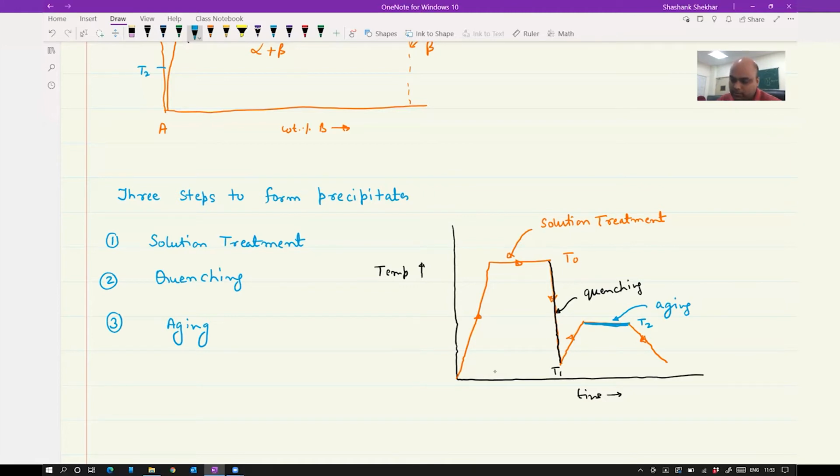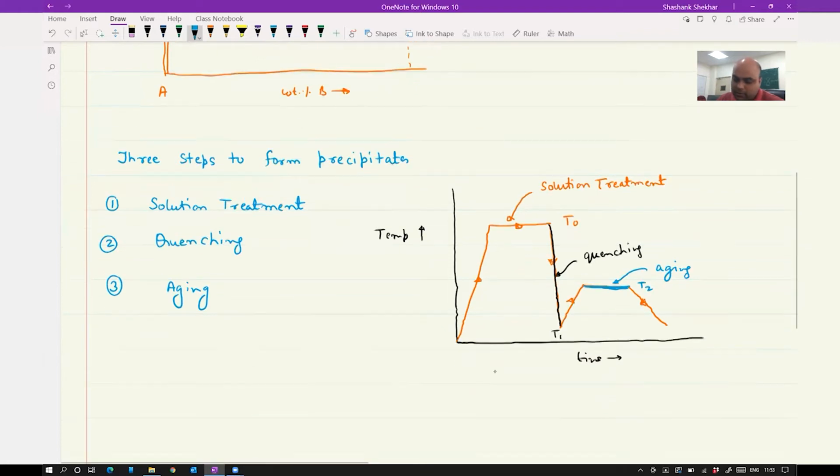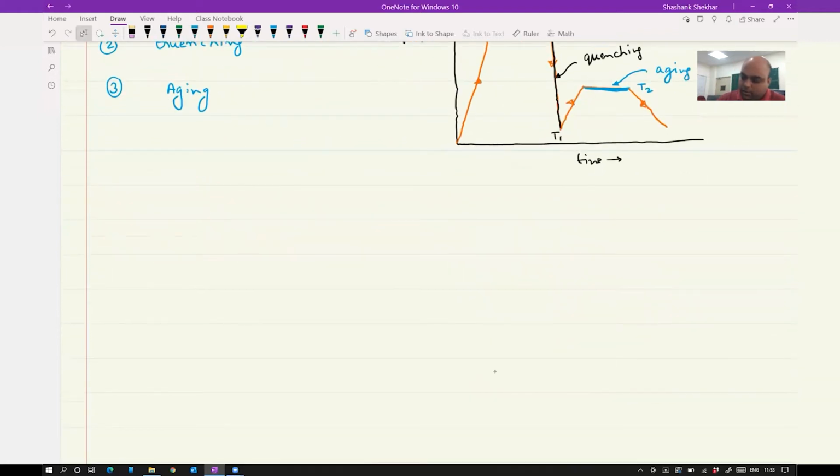Now let's understand this with respect to the phase diagram. I will also write what we typically do in solution treatment, quenching and aging. Let's first write down and then we will use the phase diagram to understand this concept. So, solution treatment.